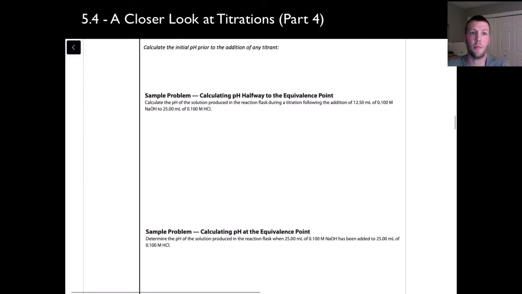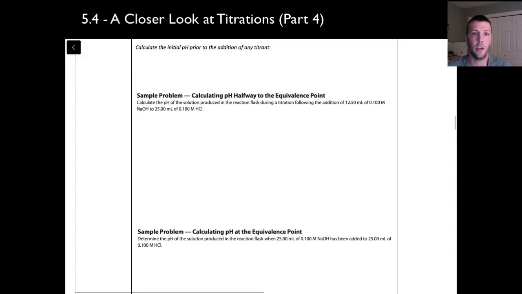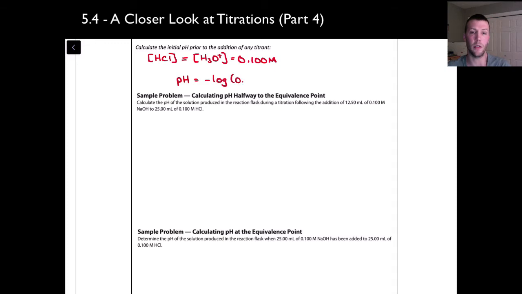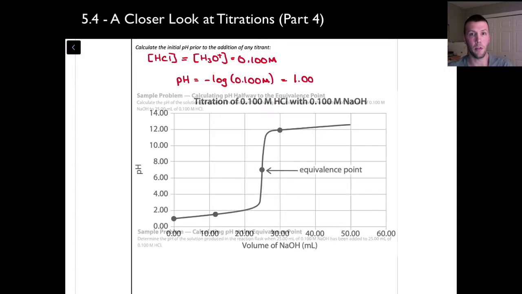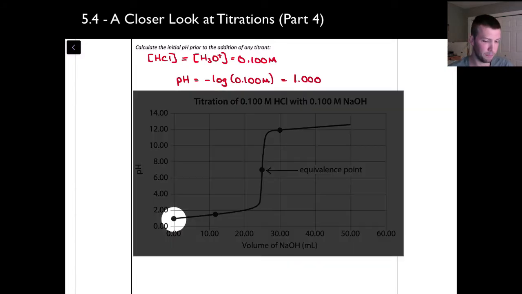To calculate the initial pH prior to the addition of any titrant, we need to recognize that hydrochloric acid is a strong acid and therefore its concentration is equal to the hydronium ion concentration, which is 0.100 molar. So to get the pH, we're just going to take the negative log of 0.100 molar, which is 1.000.